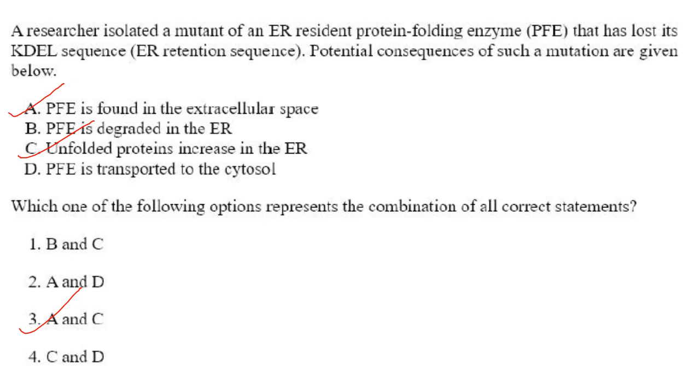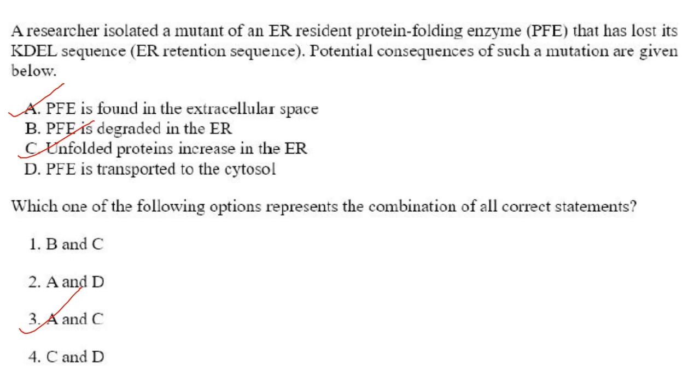So KDEL is the target peptide sequence located on the C-terminal end of the amino acid of a protein. Now KDEL sequence prevents the protein from being secreted from the endoplasmic reticulum, and also it facilitates its return back to the endoplasmic reticulum if it has been accidentally exported also. Now KDEL sequence is lost as per the question.